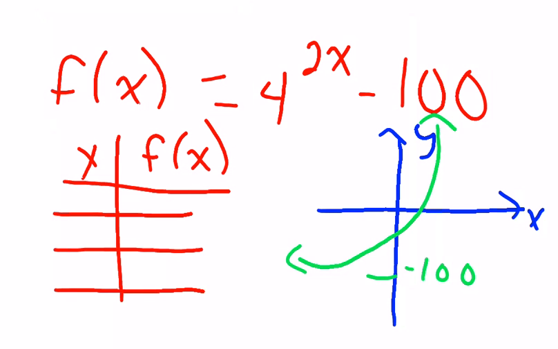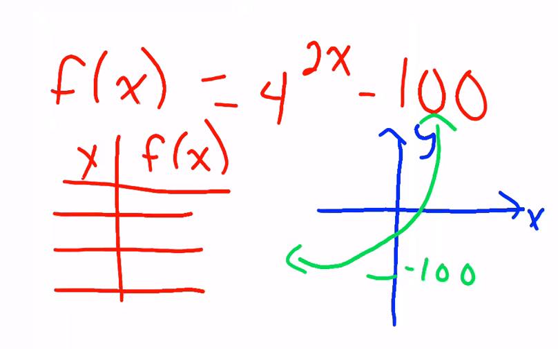And it goes to negative 100. And then how high does it go? Well, as we can see with the arrow, it goes on forever. So it goes all the way to infinity. So the range is anywhere from negative 100 to infinity.